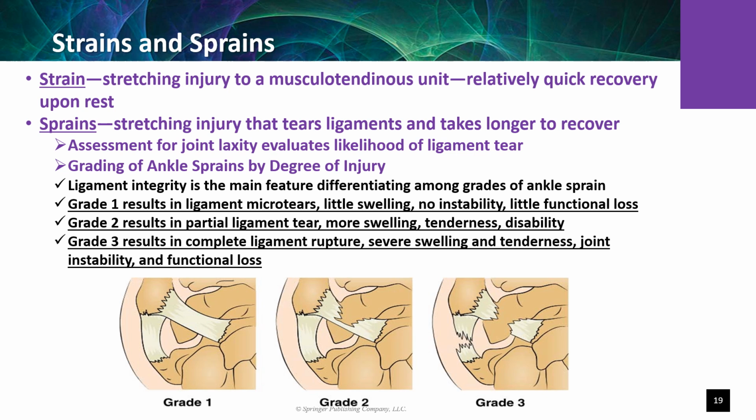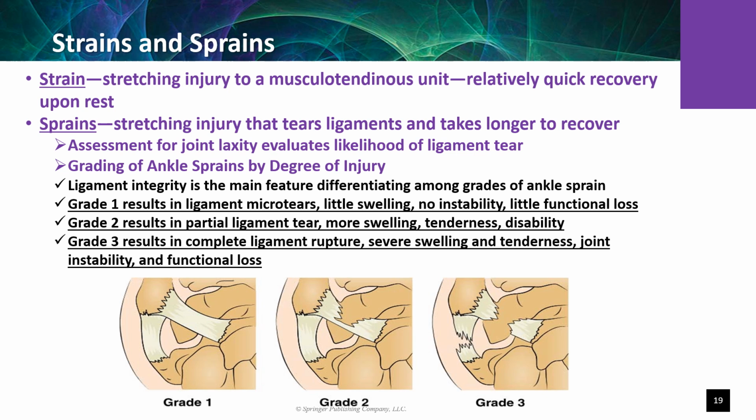Strains commonly occur in the low back, neck, elbow, shoulder, and foot. The tissue repair takes place relatively quickly with a short period of rest. A sprain involves the tougher ligamentous structures surrounding the joint, and there is increased pain and swelling. This takes a longer time to subside. A sprain is a stretching or tear of the ligament.